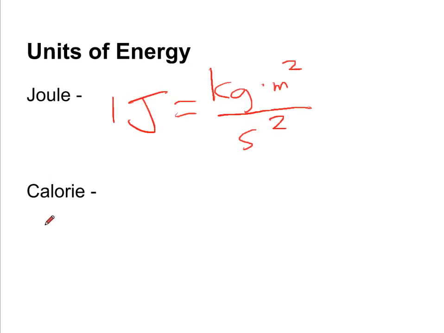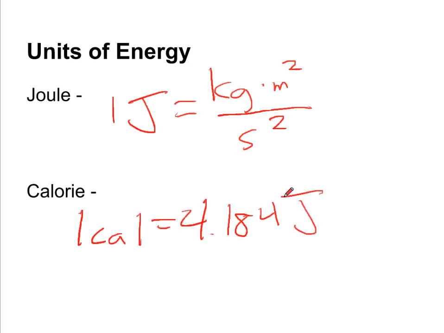And an older unit that still gets used sometimes is a calorie. 1 calorie is equal to 4.184 joules. Now, I know you've heard the word calorie before. It's on the back of your soda cans and snacks and everything. The calories that are listed on food are actually kilocalories, kcals, which stands for 1,000 of these regular calories. So 1 kcal is equal to 4,184 joules.